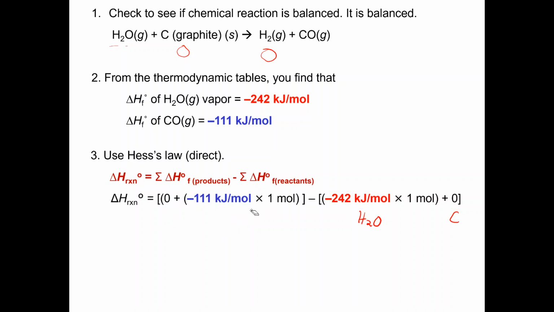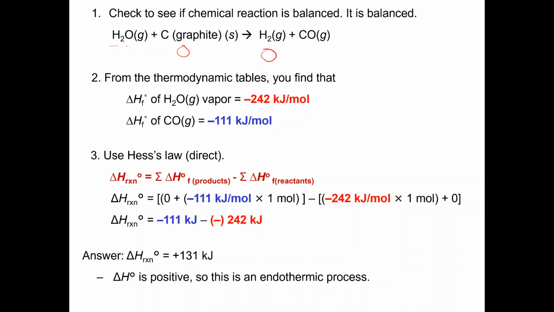Then I just take the difference between those. So you would first total up the products and total up the reactants, and then take the difference of those values. Here we have a positive 131 kilojoules, and delta H is positive, so we know this is an endothermic reaction. And they won't always be endothermic, but this one happens to be.